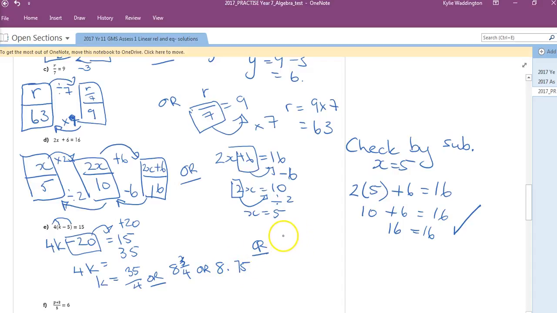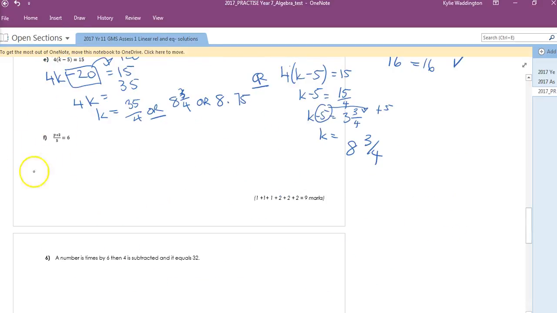Or you can do it this way. And we get rid of the 4 first. So we end up with 15 on 4, which gives us k minus 5 equals... Well, it goes in 3 times with 3 remainder. And then we move this over and it becomes plus 5, so that you end up with 8 3/4.